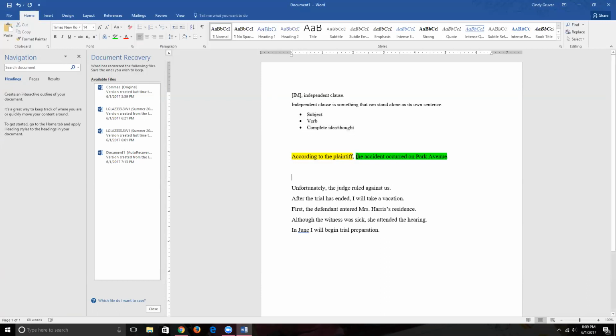What's its subject? Well, this is its subject right here. I'm going to put that underlined. What's its verb? I'm going to put this in italics. And does it express a complete thought? Well, let's read it. The accident occurred on Park Avenue. Yep, it looks like we have an independent clause.